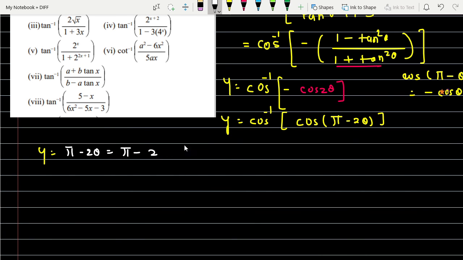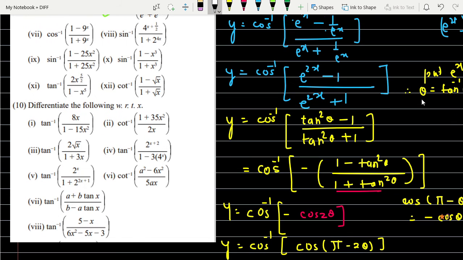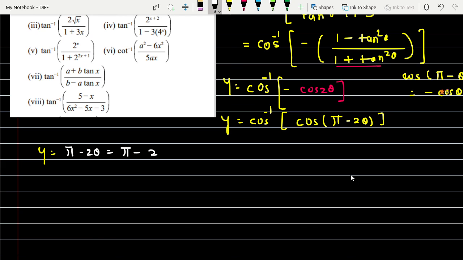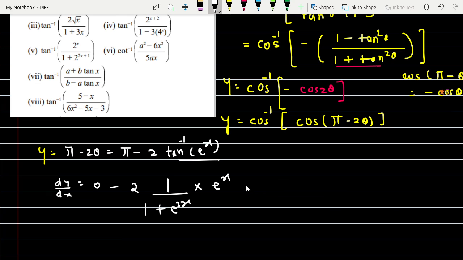This is pi minus 2 times theta, and theta is equal to what? Theta is tan inverse of e raised to power x. Now differentiating with respect to x, we will get dy by dx is 0 minus 2 times the derivative of tan inverse of e raised to power x. It is 1 upon 1 plus e raised to power 2x into the derivative of e raised to power x. It is minus 2 e raised to power x upon 1 plus e raised to power 2x.